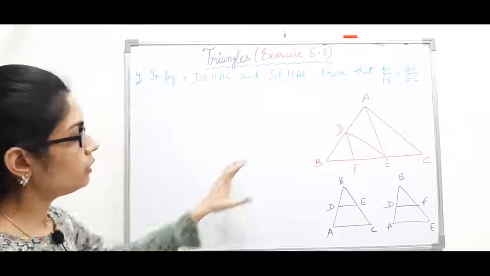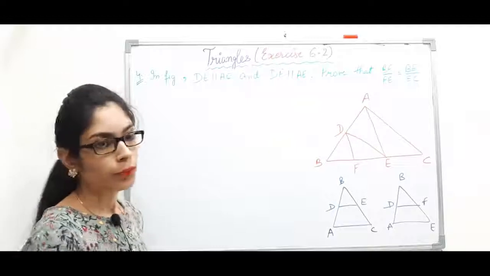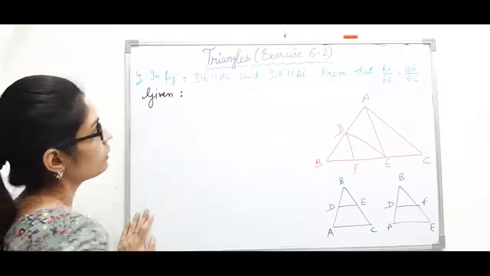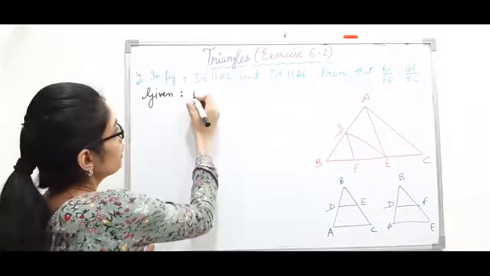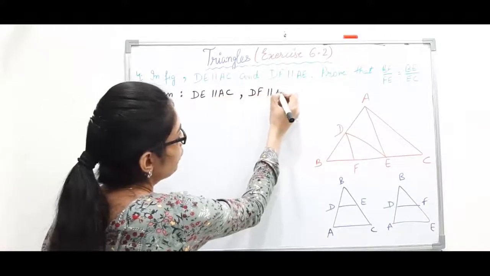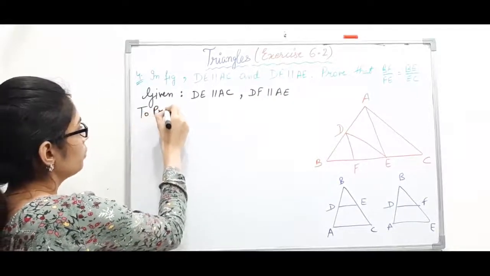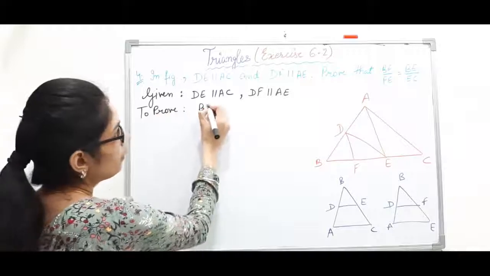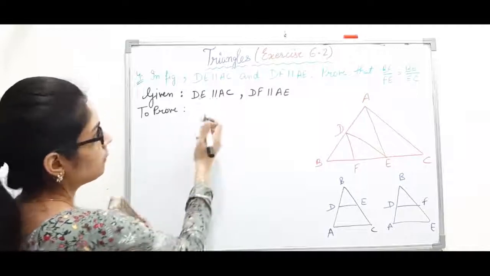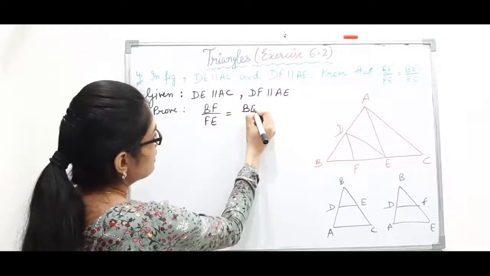In question number 4, this figure is given to us and let's see what we have to do and what is given. So writing the same way, you have to write the given things first. So two things are given to you, DE is parallel to AC, and DF is parallel to AE. So the given things we have already written, and now what we have to prove. So to prove, we can write BF upon FE is equals to BE upon EC.